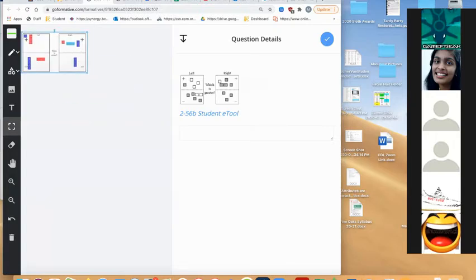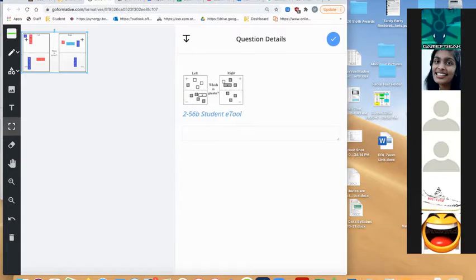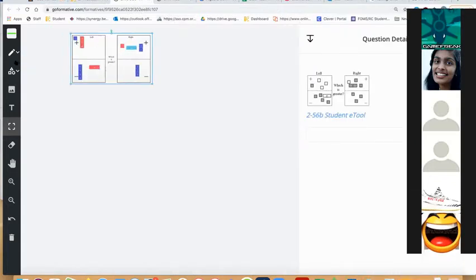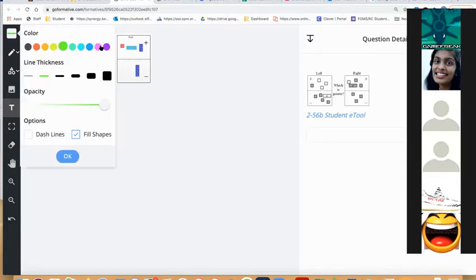So will you need to show all of the steps? We're going to show every step, and not only are we going to show the steps, we are going to explain the steps. So then I'm going to use my text, and I'm going to say left expression. Let's get a different color. Let's go with purple.